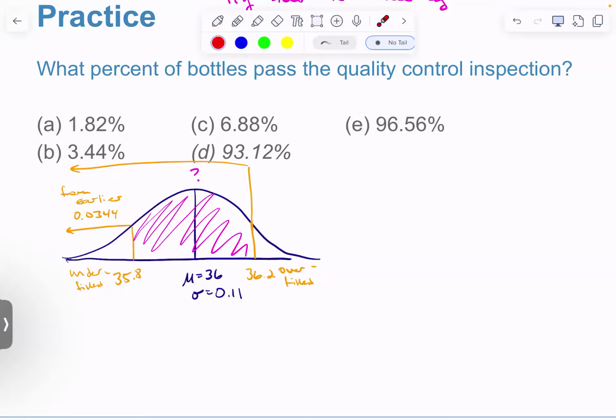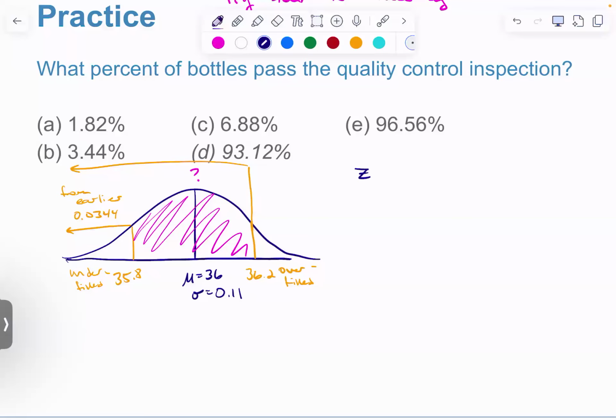So we already found this area. If we hadn't, we would have to do that, but to save us a little bit of time, we're just going to jump in from here. So now I have to standardize the 36.2, right?